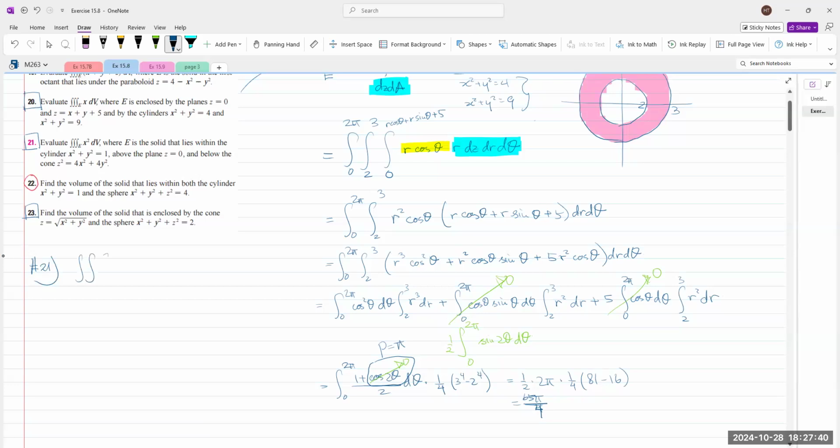Evaluate the triple integral over solid E of x squared dV, where the solid E lies within the cylinder x squared plus y squared equals 1, above the xy plane and below the cone. If I try to sketch that, it's below the cone, but inside the cylinder.